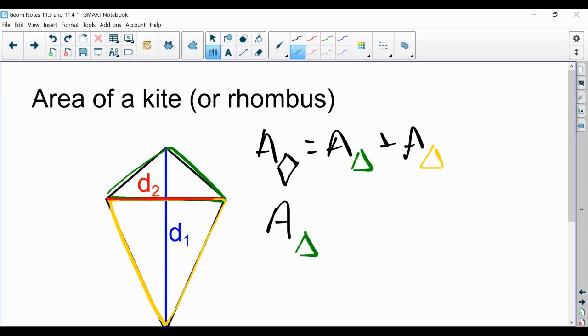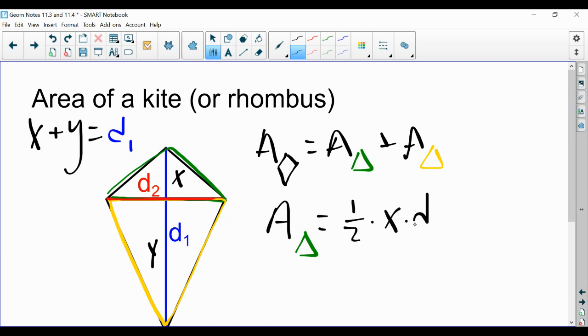All right, so D1, the blue diagonal, gets broken up into two parts. So let's call those two parts X and Y. And we know that X plus Y is equal to D1. We're going to use that later. Okay, so the area of the green triangle is 1/2 times X times D2. And the area of the yellow triangle is equal to 1/2 times Y times D2, right? Because they're both base times height.